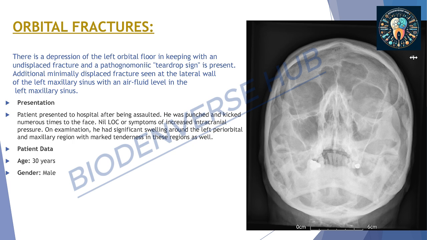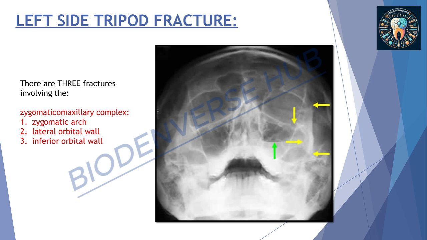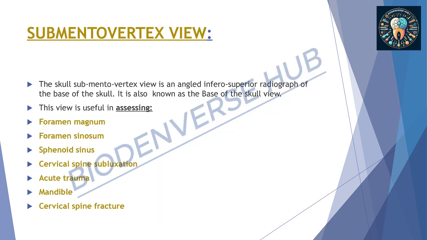Now another case we will be discussing is a radiograph of a tripod fracture, that is the fracture of the zygomaticomaxillary complex involving the zygomatic arch, lateral orbital wall, and the inferior orbital wall. In that regard, you can see that on the left side the tripod fracture has occurred along all these three bones.